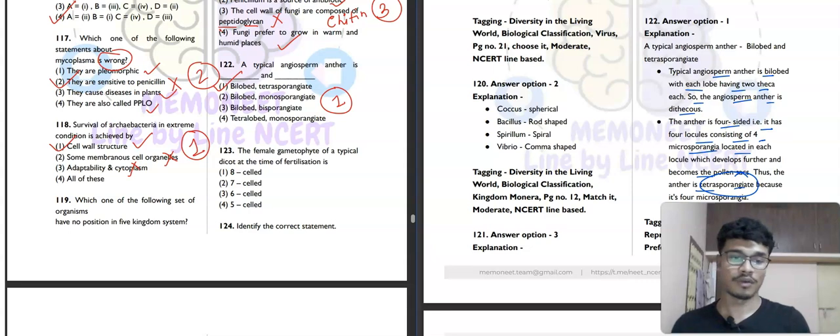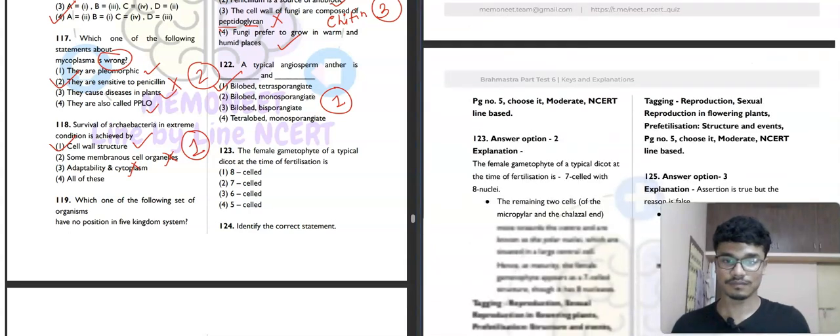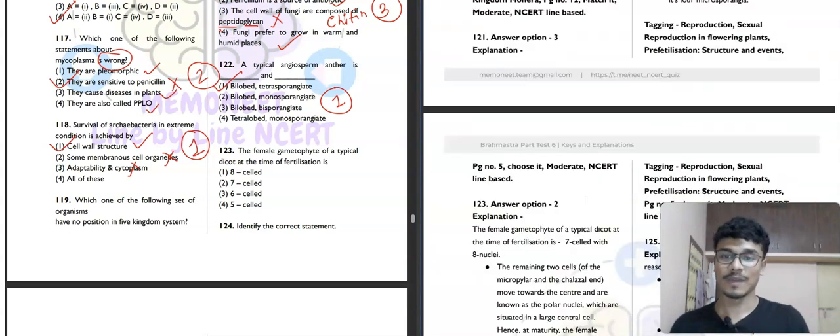Next one, 123. What is it saying? The female gametophyte of a typical dicot at the time of fertilization is 8 cell, 7 cell, 6 cell or 5 cell.